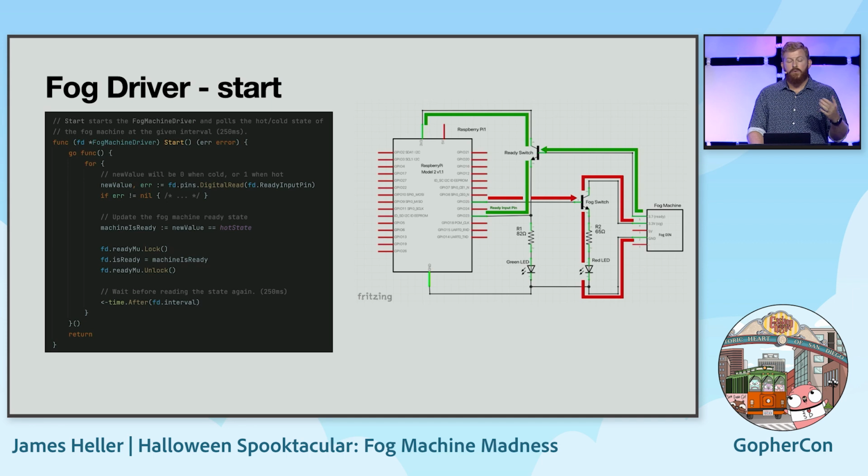Here we have the driver when we start, and the first thing we do when we start is we poll for the status from the fog machine. We do that by reading that ready input pin, and we get the value. And if that value is the hot state, then we know that the machine is ready.